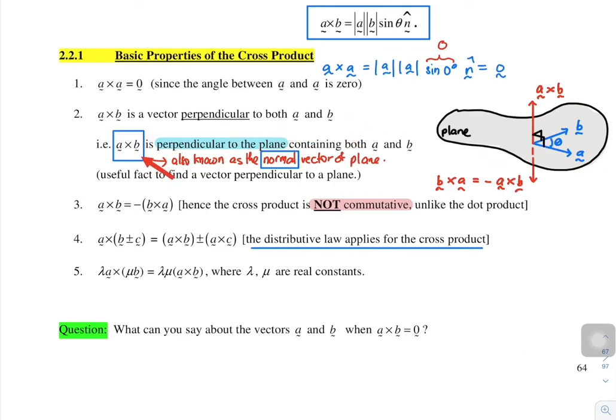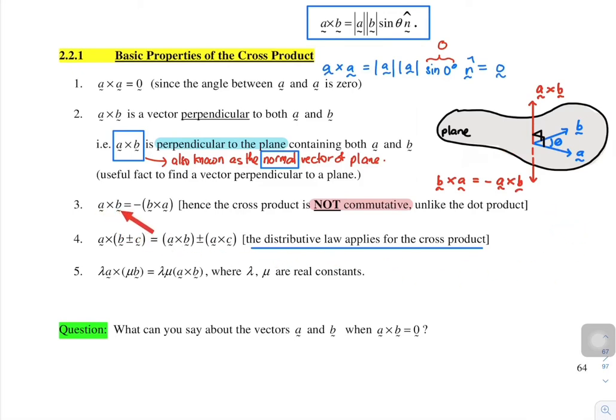A cross B is a vector perpendicular to A and B. It means that this vector will be perpendicular to the plane containing both A and B. So if we were to look at this plane here, the vector A and the vector B are on this plane. When we do a cross between the two vectors, the vector A cross B will be perpendicular to both these two vectors and also to the plane containing these two vectors. In fact, this perpendicular vector has a special name. This perpendicular vector is called the normal vector of the plane.